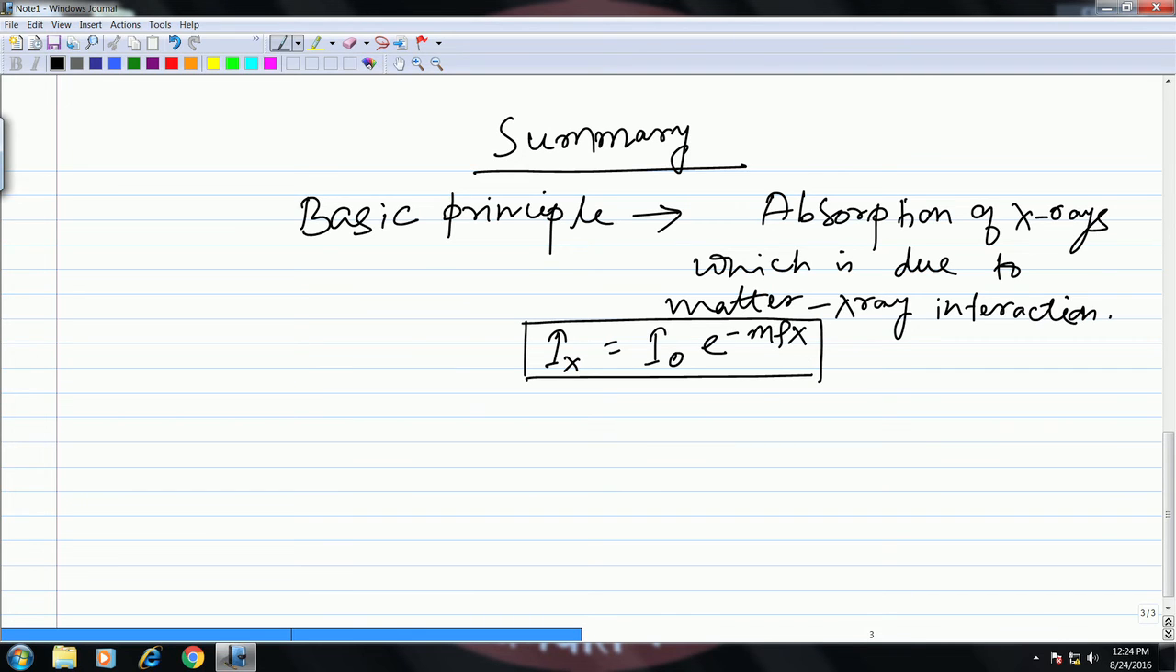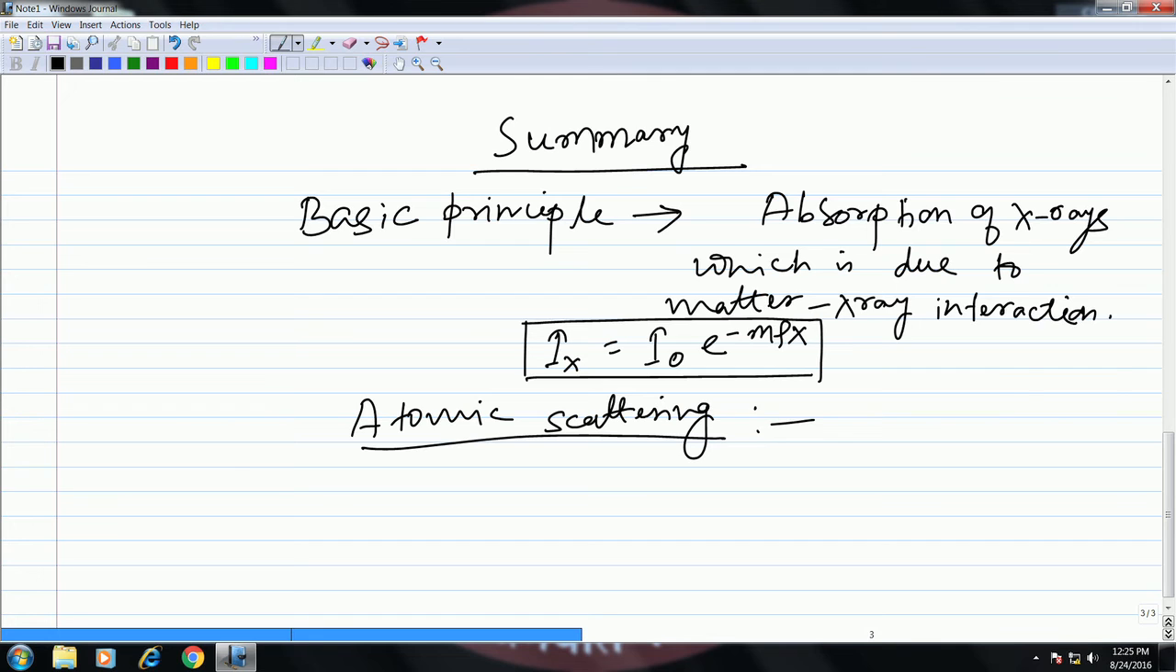Okay. And with regard to this matter X-ray interaction, we saw there are different atomic scattering events which lead to the absorption of X-rays, and in this we have seen different types of atomic scattering events, and we have also discussed their contributions to radiographic testing.